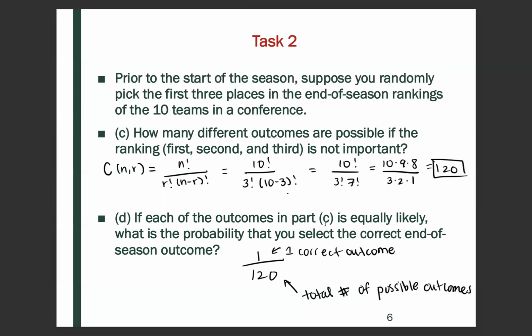If each of the outcomes in part C is equally likely, what is the probability you select the correct end of season outcome? So similar to the previous one, we have one correct outcome, and the total number of possible outcomes we found in part C is also 120, so it would be 1 over 120.